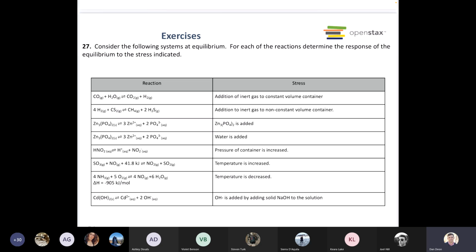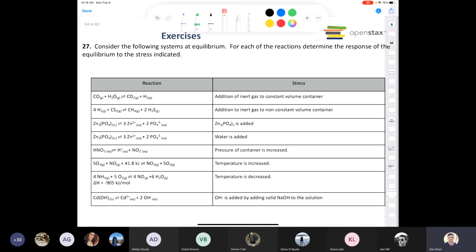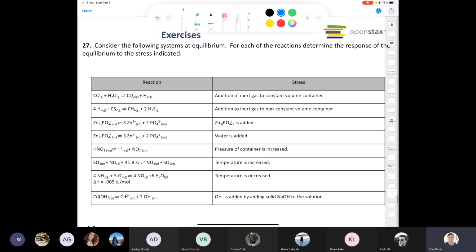And it says determine the response of the equilibrium. So we'll say right, left, or no change. There you go. All right, thanks, Katie. The answer is no change, right? We'll call this the effect. So no change. There we go. Why? Because it's an inert gas. Inert gases don't do anything.